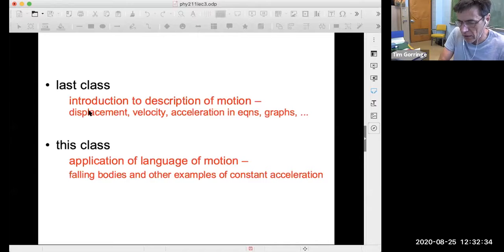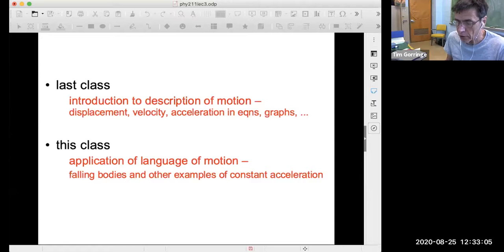So last class, we introduced the description of motion. Last class was really about this language of displacement and velocity and acceleration. We looked at equations for displacement, velocity, acceleration. We looked at graphs describing displacement, velocity, and acceleration. And we also tried to illustrate them with some examples.